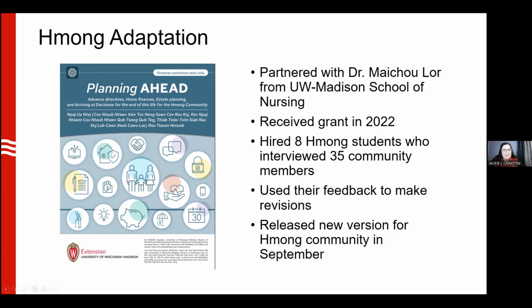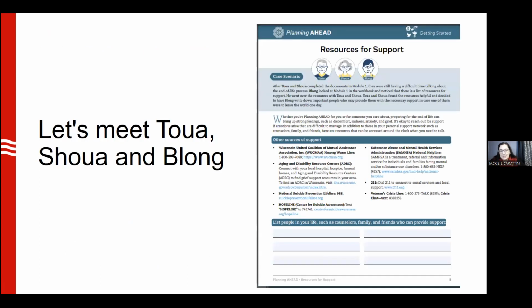Just to give you an example of what this looks like. One of the things we did is we do have families in both of these curriculums, but in our Hmong curriculum, it's Tuashua and Blong. So let me introduce you to their family.